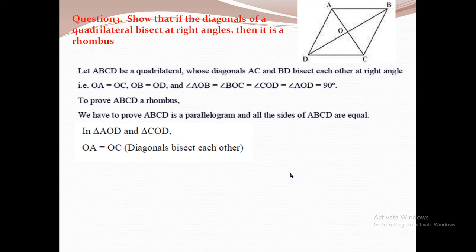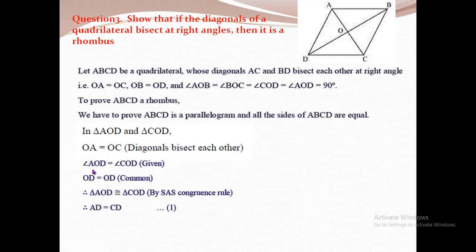Right. Next we have OD, a common side in both. And here we have angle AOD equal to angle COD because both are 90 degrees each. That's what we write here: angle AOD equal to angle COD, that is given, and OD equal to OD, that is the common side. Therefore these two triangles are congruent to each other. Therefore AD equal to CD. That means this side AD is equal to this side CD.